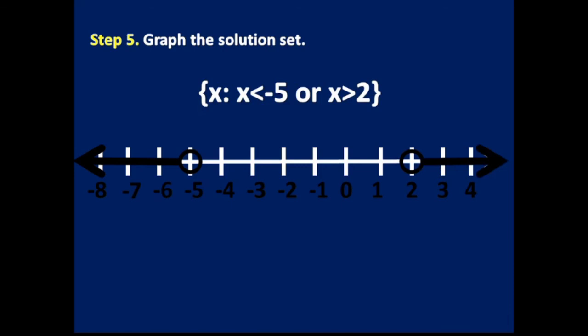That is the graph of the solution set x such that x is less than negative 5 or x is greater than 2.